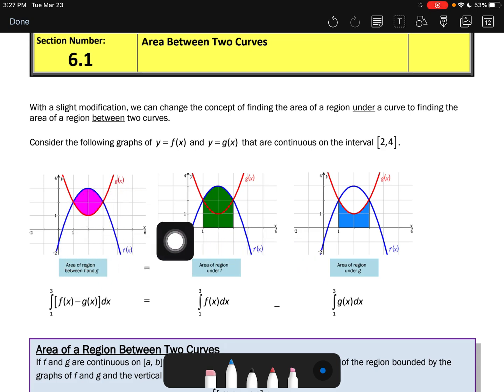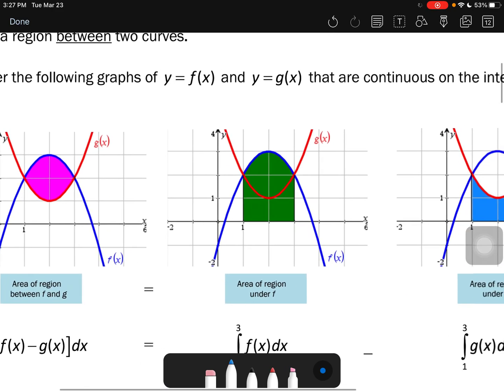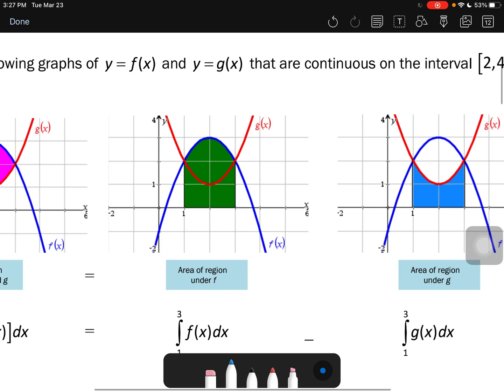So in the pictures we have here, we have two parabolas that intersect, and one of them's opening upward, one's opening downward. If we were interested in finding the pink area that's between those two parabolas, we can look at what we've been working on. The blue parabola that opens downward, the area under that curve is in green. If we were looking at the interval between 1 and 3, that would be those green shaded blocks.